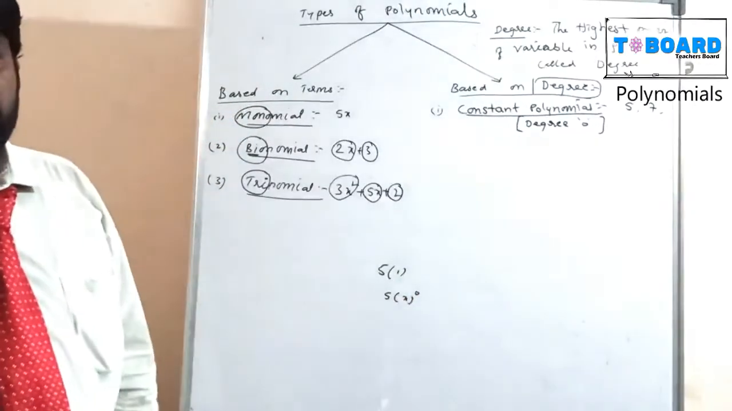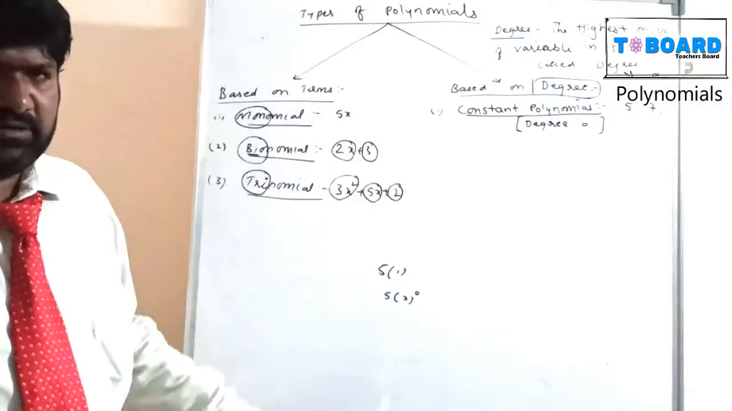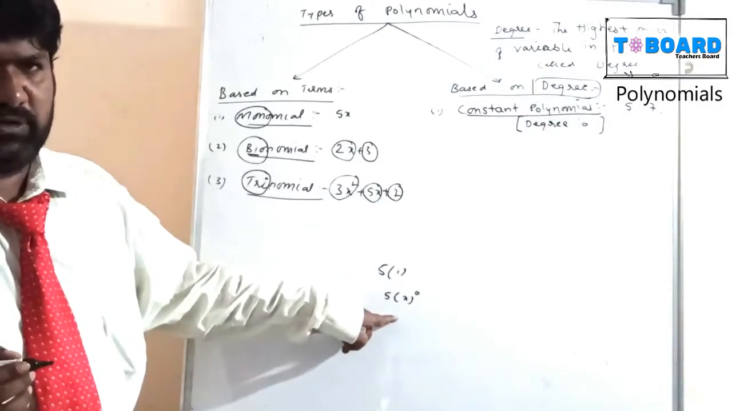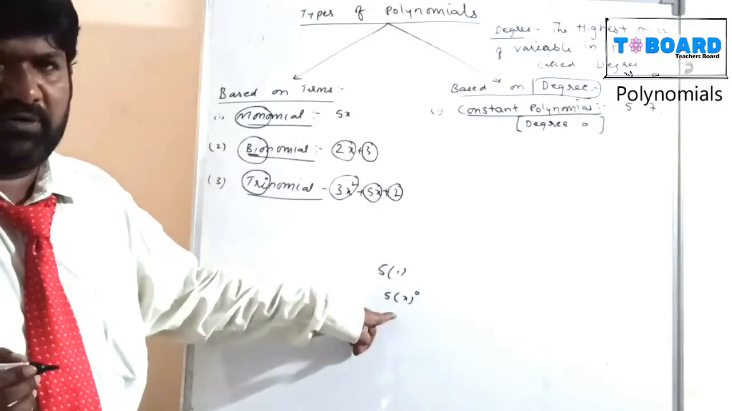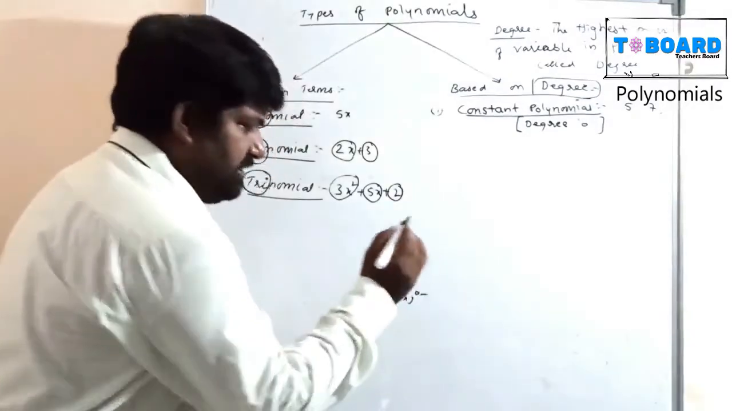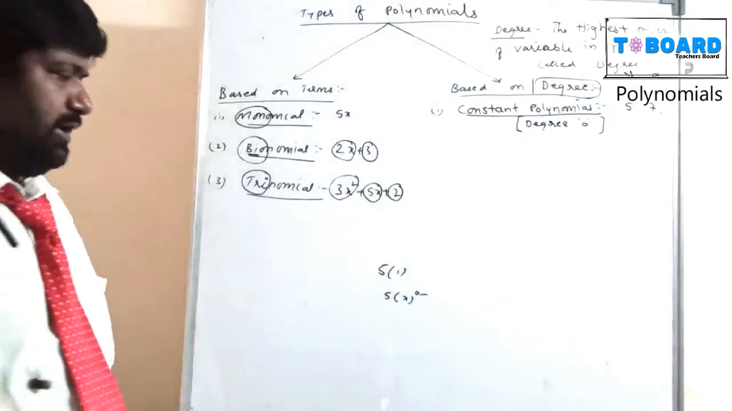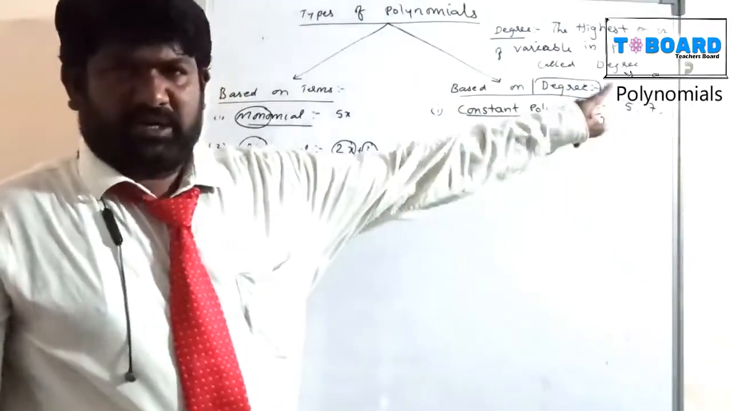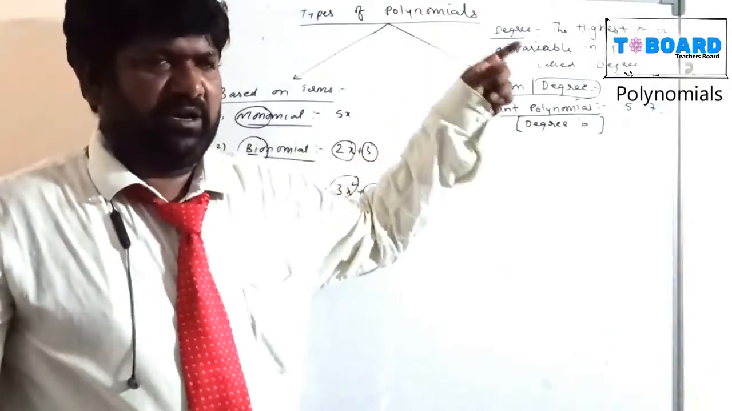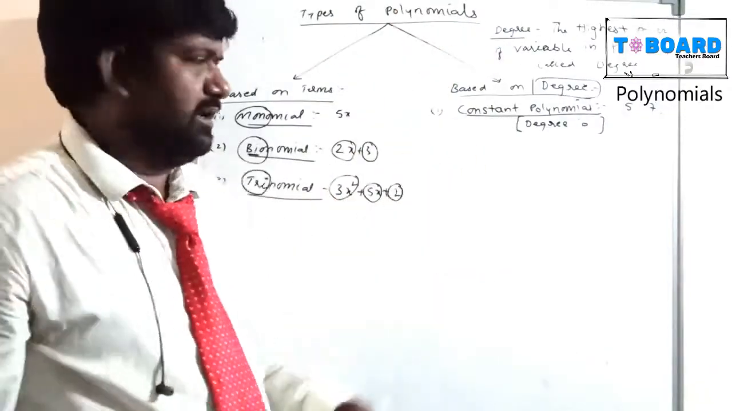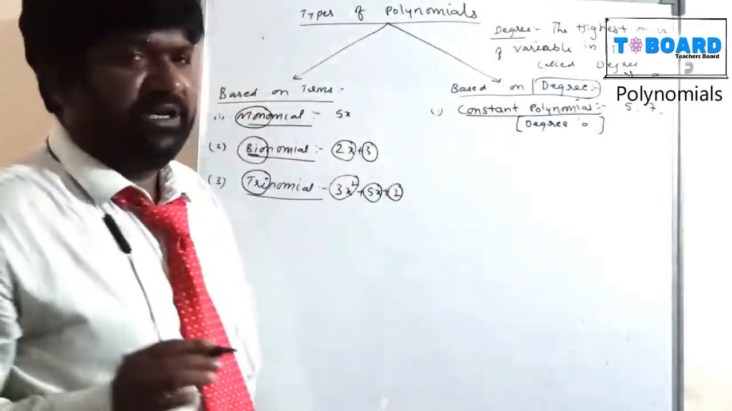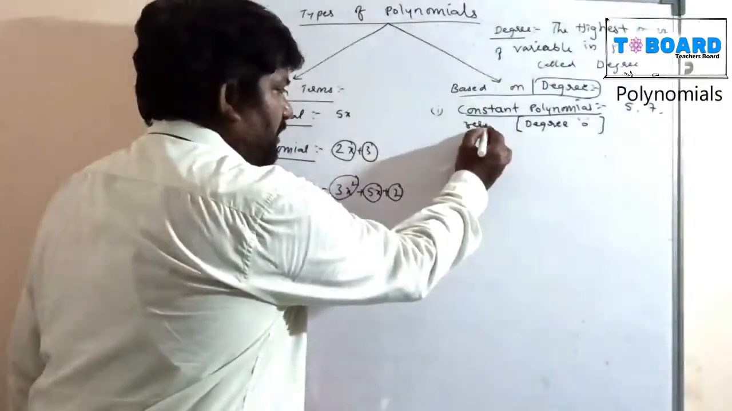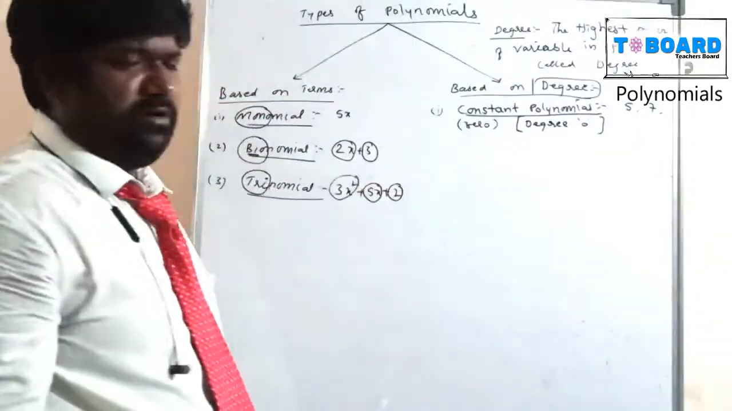5 into 1 means x power 0, since a to the power of 0 equals 1, where a is not equal to 0. The highest power of x here is 0. That is a constant polynomial. Constant polynomial means only a single number, like 5, 7, 10, 15. If the degree is 0, it is a constant polynomial. Another name is zero polynomial also.